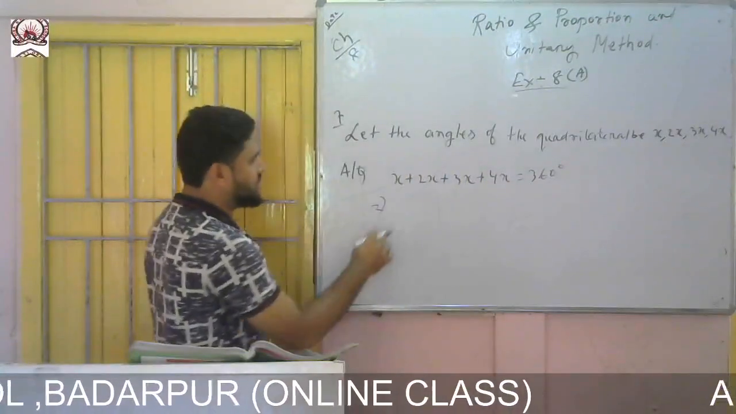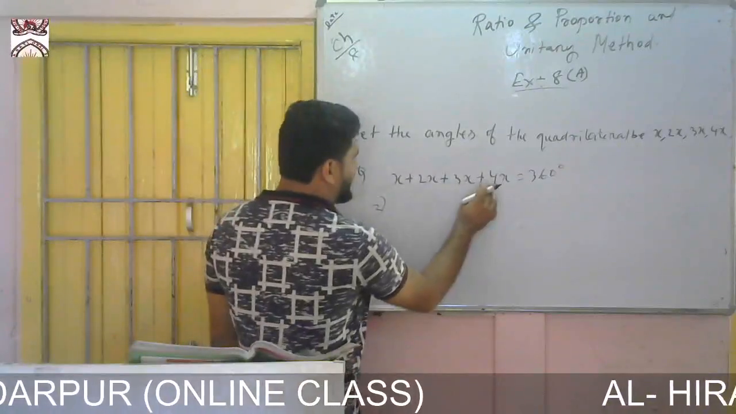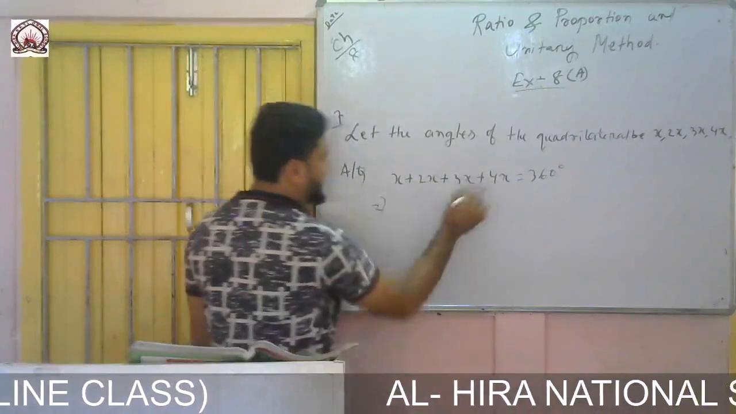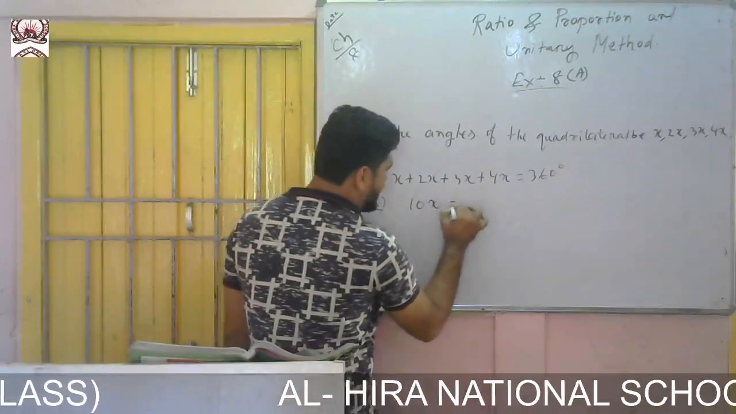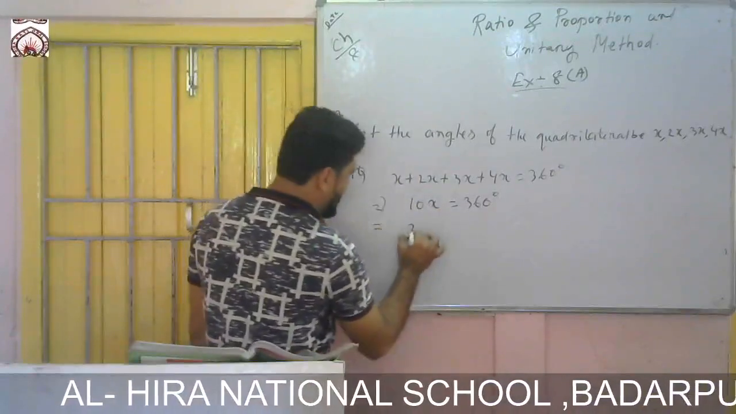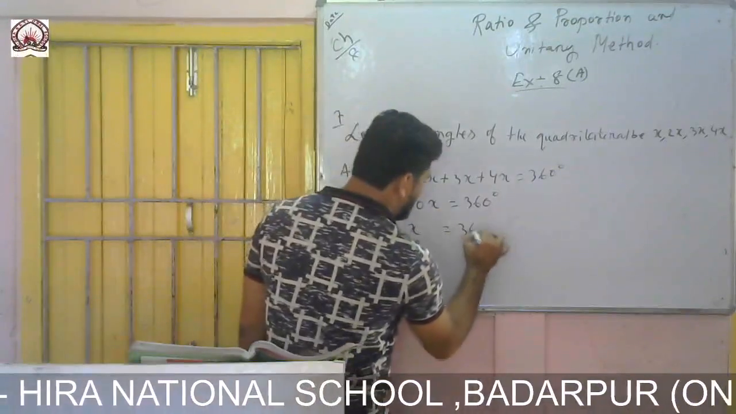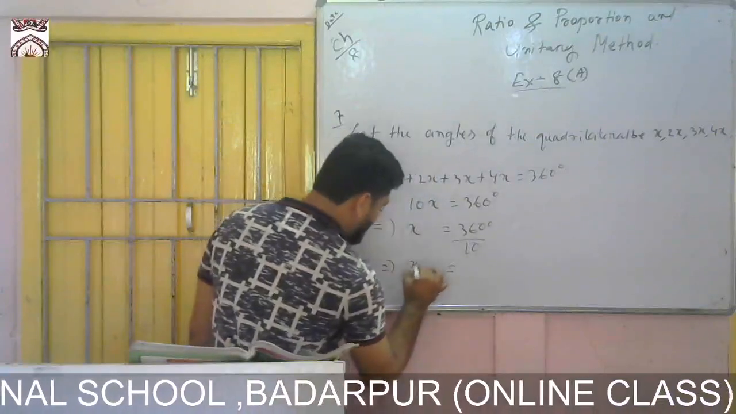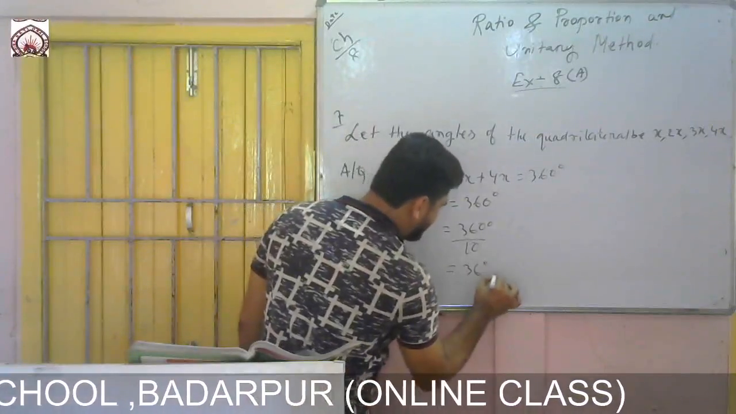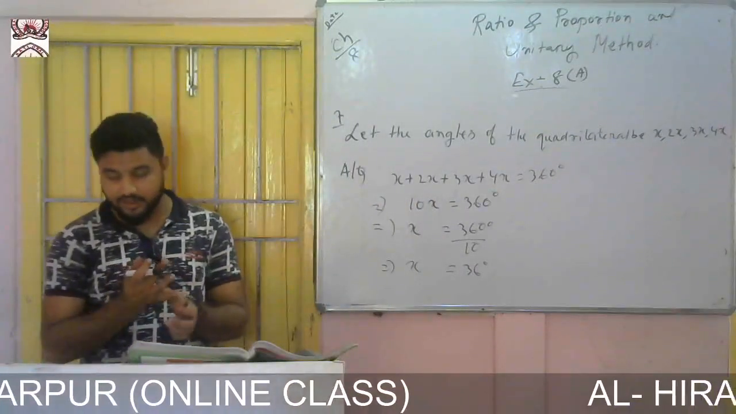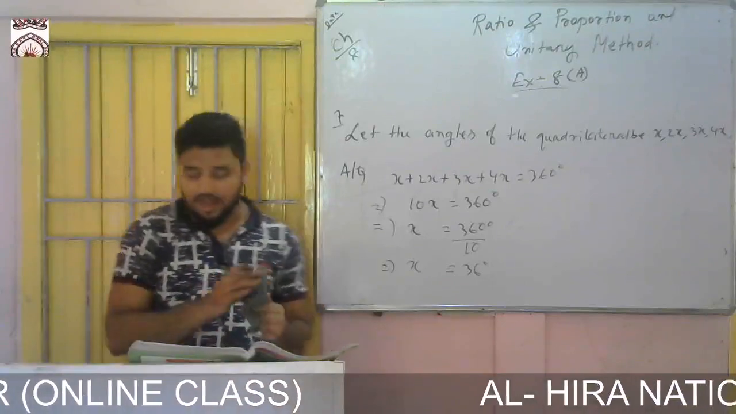Now add all the x. 3 plus 2, 5, 5 plus 1, 6, 6 plus 4, 10. So 10x equals to 360 degree. So x will be what? 360 degree divided by 10. X equals to 36 degree. Okay. X equals to 36 degree. Now angles of the quadrilateral are.